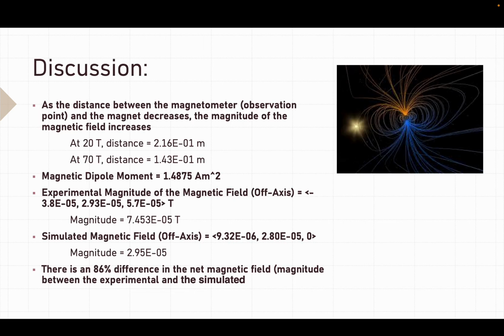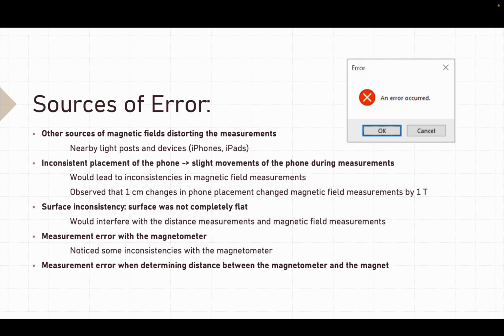So first of all, as the distance between the magnetometer and the magnet decreases, the magnitude of the magnetic field increases as well. And we have our magnetic dipole moment, which is 1.49 amp meters squared. We have our experimental magnitude of the magnetic field off axis, and we also have our simulated magnetic field off axis. As you can see, there's an 86% difference in the net magnetic fields between the computational and the experimental model.